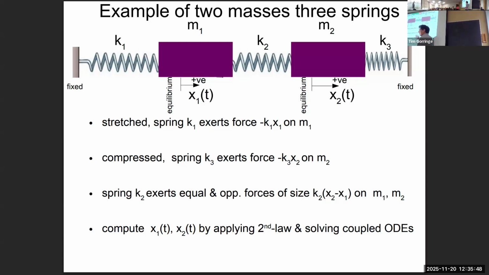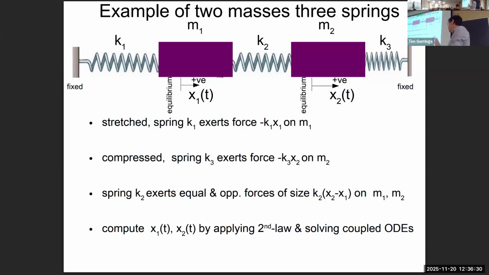We can imagine what's going to happen in this arrangement, right? If you stretch the spring on the far left, the one that's attached to the wall, that's going to directly exert a force on the mass on the left. If we stretch that spring on the left, it's going to pull that mass towards the left. If we compress the spring on the right, the one that's attached to the right-hand wall, that will create a force that's directly applied to the second mass, the right-hand mass, and that'll be towards the left.